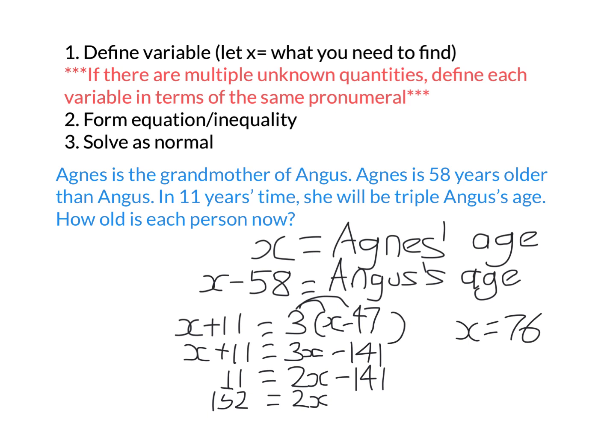So what is that number? Well, we said x was Agnes's age. So that means Agnes must be 76, Angus must be 76 minus 58, which is 18. Because that makes sense. In 11 years, Angus will be 29, Agnes will be 87. 87 is triple 29.